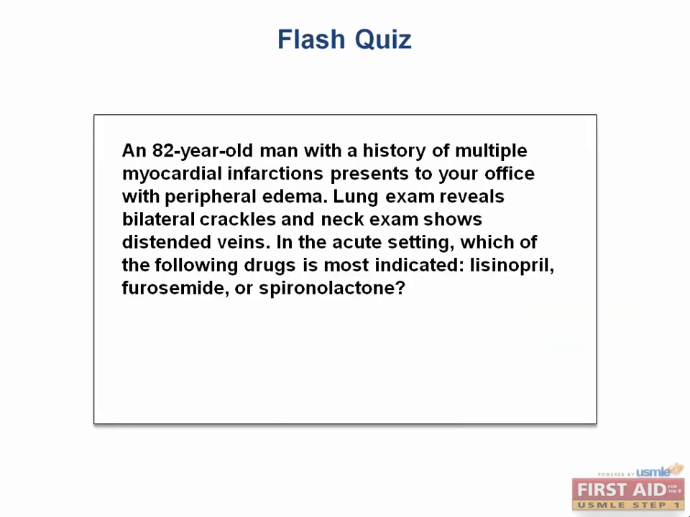An 82-year-old man with a history of multiple myocardial infarctions presents to your office with peripheral edema. Lung exam reveals bilateral crackles, and neck exam shows distended veins. In the acute setting, which of the following drugs is most indicated? Lisinopril, furosemide, or spironolactone?